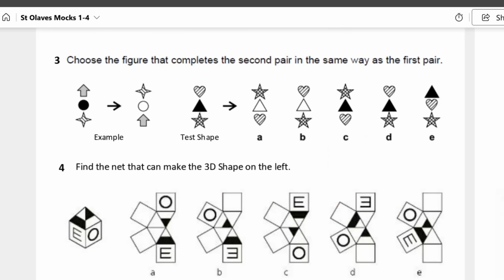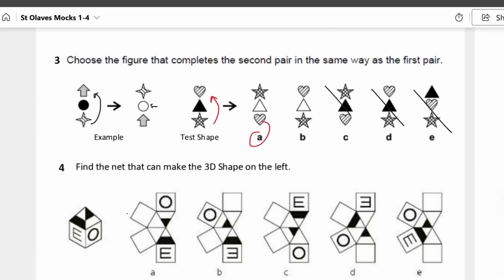So for 3, we are going to switch the bottom and the top and then invert the shading of the middle one. So if it's black here, it's going to go to white. If it's black, then it's going to go to white. So we're going to cross out these ones, and then we have to switch the shading. Switch the position of them. So this heart is going to go to the top, and then heart is going to go to the bottom, star is going to go to the top. So star is going to go to the top, heart on the bottom, so it's going to be A.